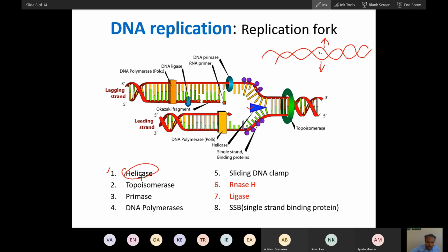So helicase is the first enzyme. Now the second enzyme you can see is topoisomerase. I will talk about topoisomerase. What does it do? When this DNA is unwound, what will happen? There will be very tight supercoil here. If you unwind DNA, there will be tight supercoil here.